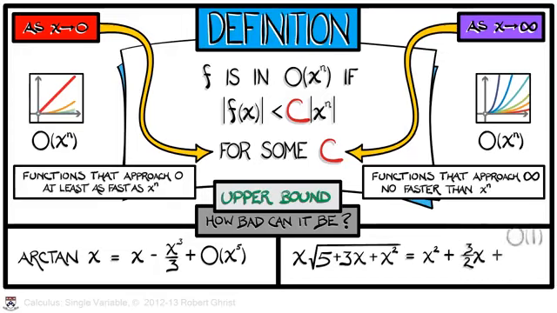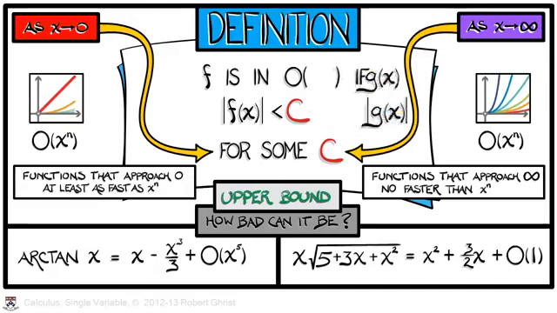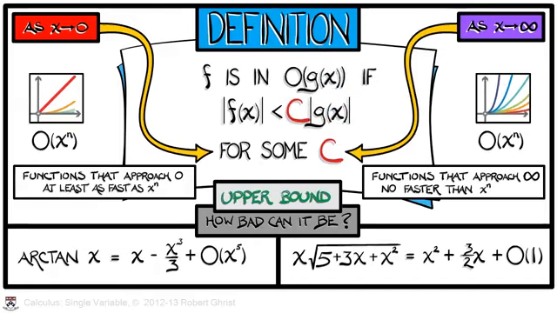If we wanted to be more specific, we could use the binomial series to say that this function is x squared plus 3/2 x plus something in big O of 1. That is, something bounded, something in big O of x to the 0. More generally, instead of talking about big O of x to the n, we could talk about big O of some other function, g of x, if this same inequality holds for some constant c.